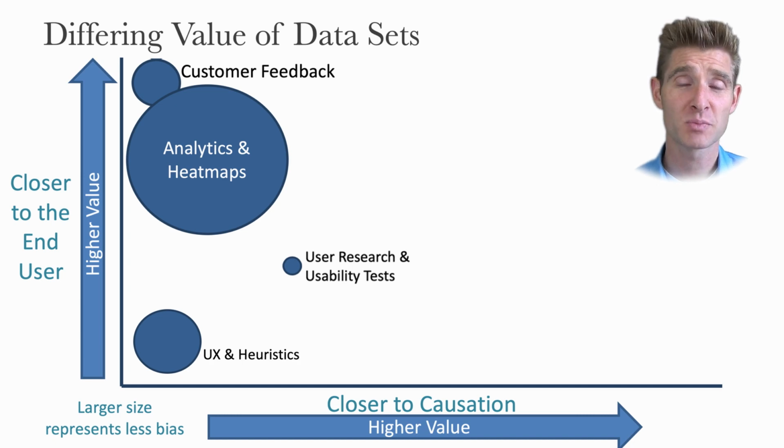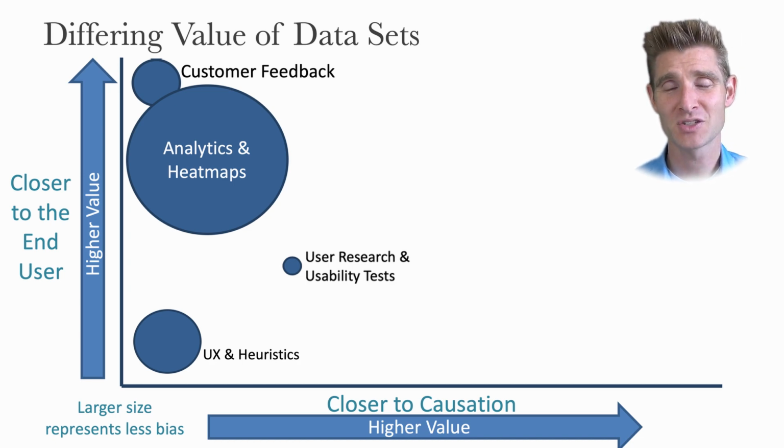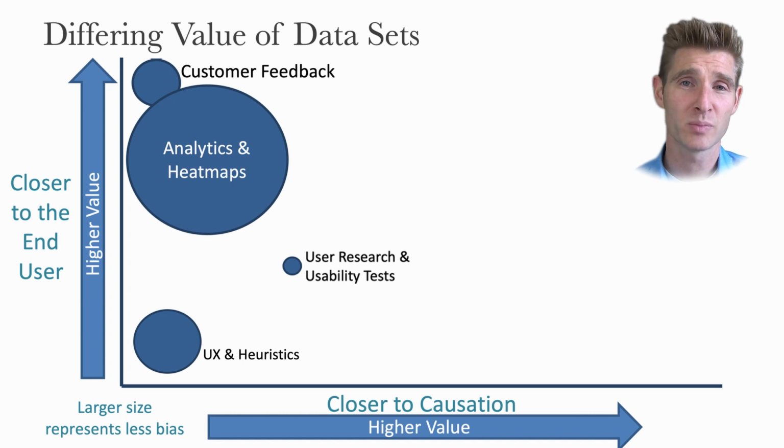So again, the great thing about your customer feedback data is it's so close to the visitor that it should definitely be looked at, but it's so far away from causation, and it's more likely to have bias because it's just a few people giving what they think is important feedback.